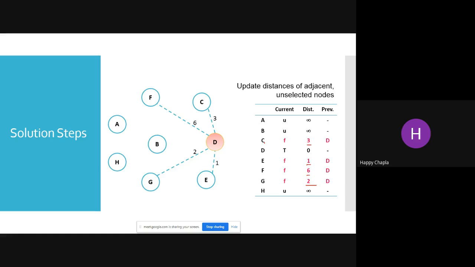So what is the answer? If we move from D to C, the distance is equal to 3. If we move from D to F, the distance is equal to 6. And previous means I visit this node from D, so that's why it is D. So update the distance of adjacent unselected nodes. This is not a selected node, right? This is still unselected. Now how can we select it?